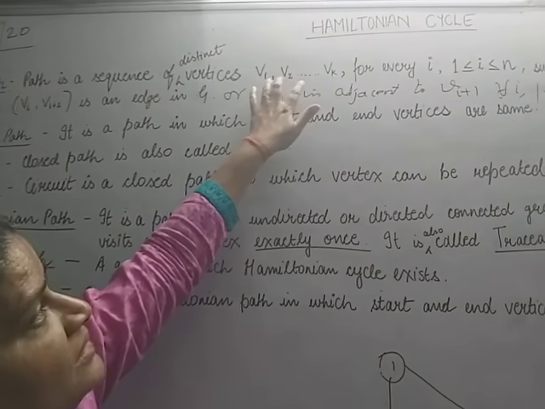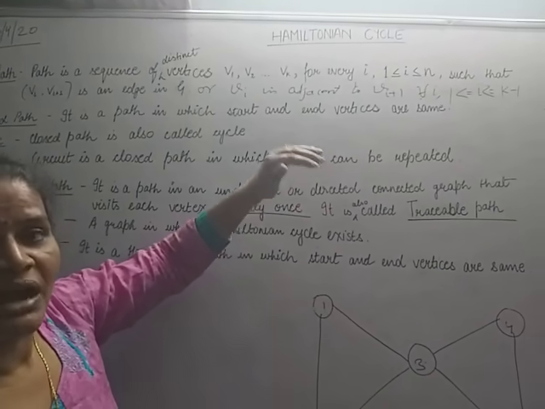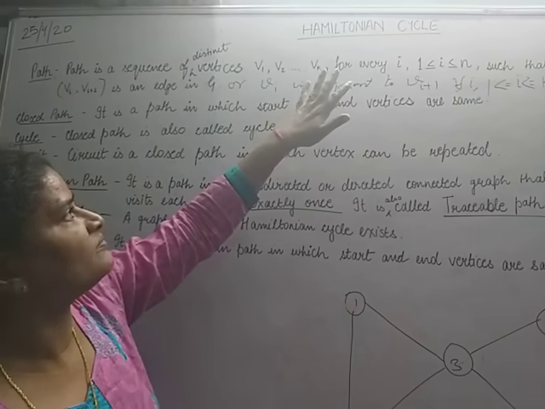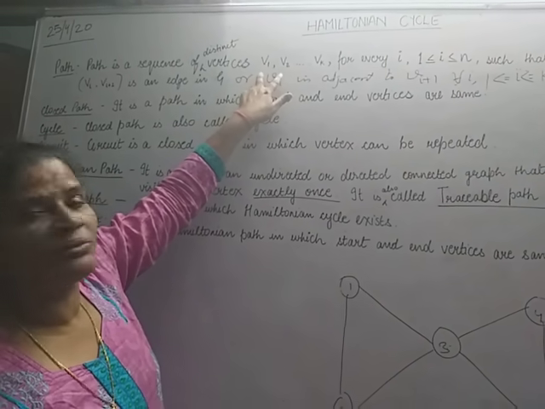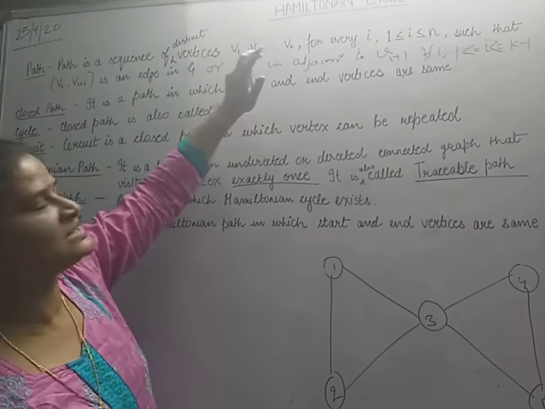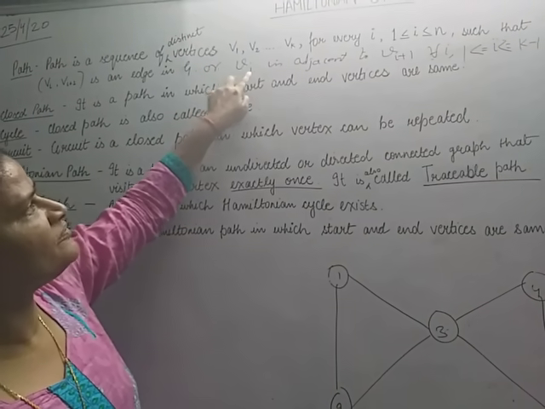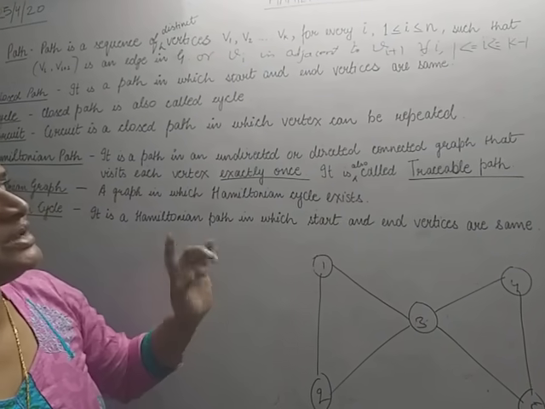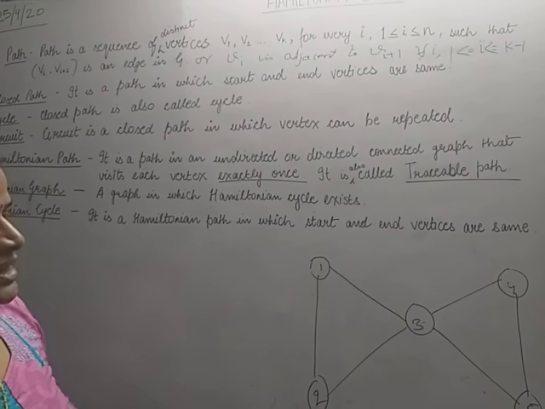Note down the difference between the trail and path. A path is any sequence of distinct vertices such that the two adjacent vertices in the sequence are adjacent: vi plus 1 is an edge in G, or vi is adjacent to vi plus 1, for every i greater than or equal to 1 and less than or equal to k minus 1.